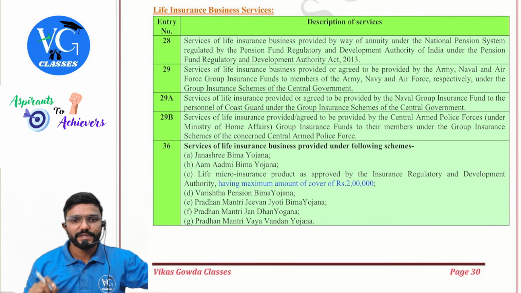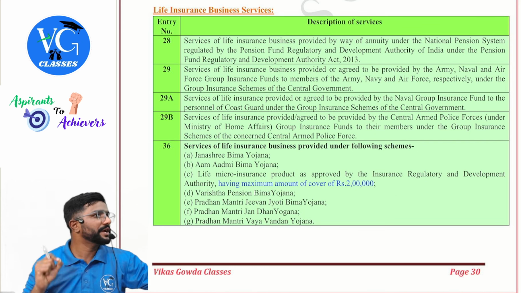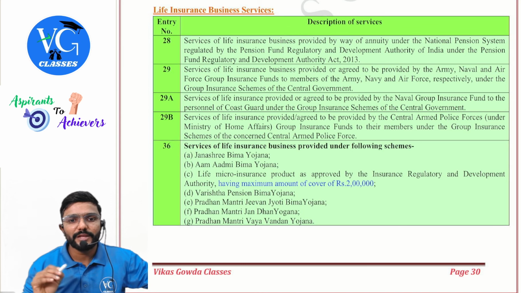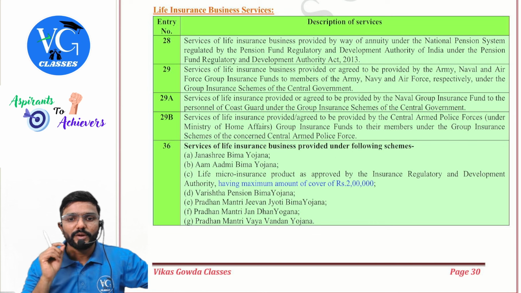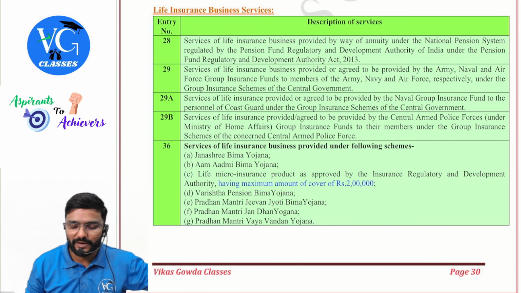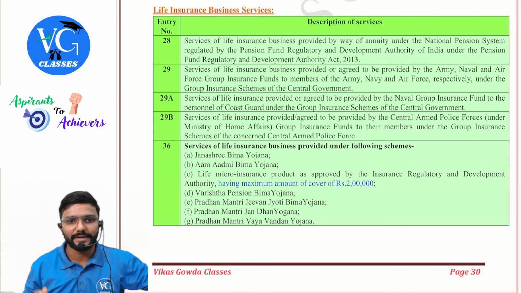Next, 36. Services of life insurance business provided under the following schemes. Janshri Bima Yojana, Aam Aadmi Bima Yojana, Life Micro Insurance product as approved by the Insurance Regulatory and Development Authority having maximum amount coverage of 2 lakh. That is policy amount is up to 2 lakh.